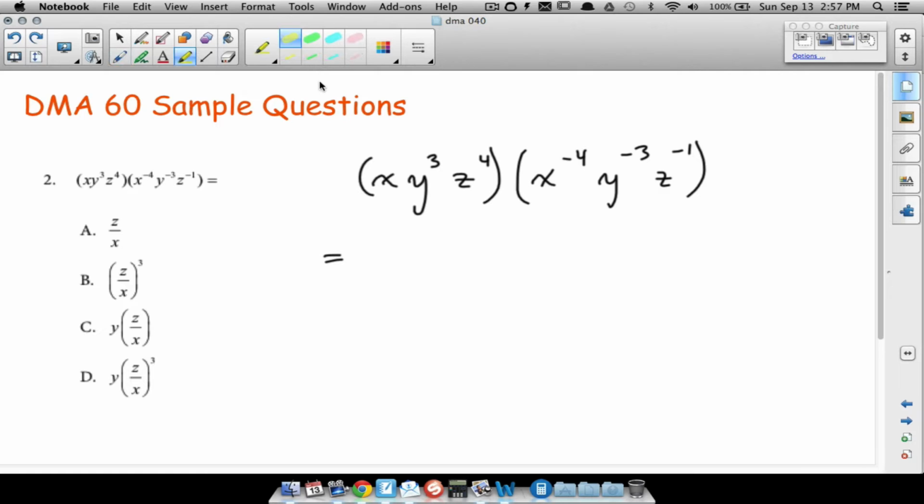Now, a property of exponents, you'll learn about this in DMA 60, is if you're multiplying like bases, here's what I mean by like bases. That base is x, that base is x. Those are like bases. That base is y, that base is y. Those are like bases. That base is z, this base is z. Those are like bases. Whenever you multiply like bases, there's an understood multiplication here. All we really need to do with our exponents is add them.